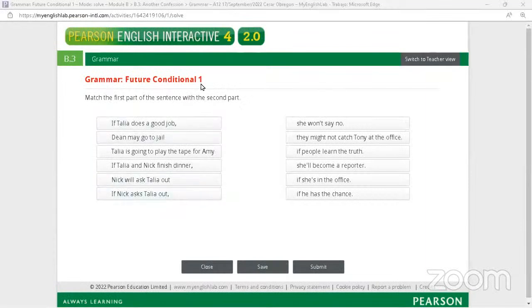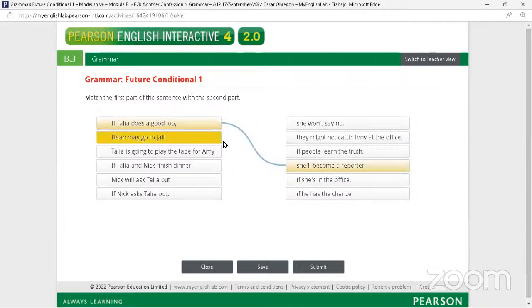Let's do some work, okay? Perfect. You ready? Let's do this. So think very carefully. Match the first part with the second part. So if Talia does a good job, she won't say no. They might not catch Tony at the office. If people learn the truth, she'll become a reporter. Yes. If Talia does a good job, she'll become a reporter.